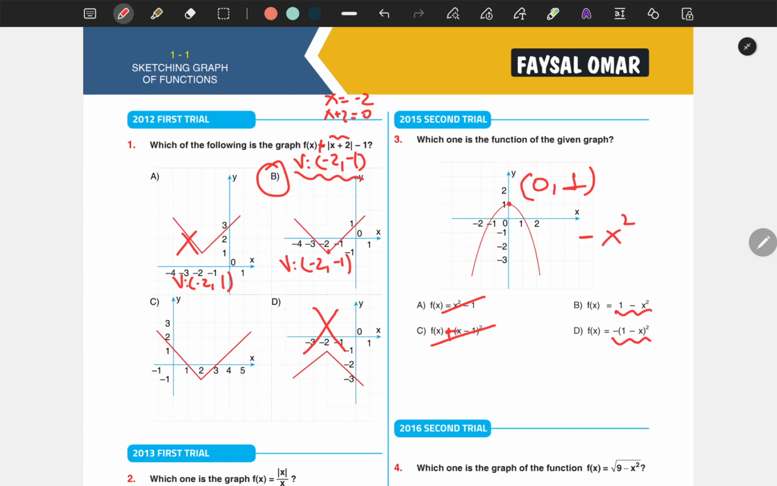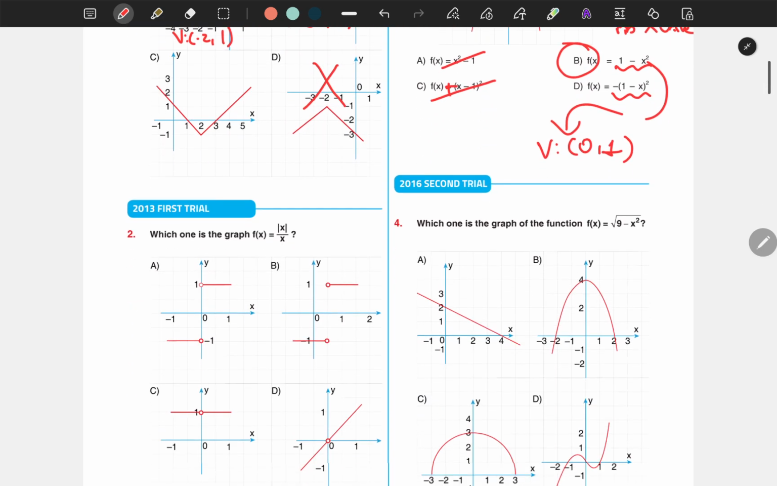It means the option we don't have parentheses in is my answer. Why? Because if an option has no parentheses, it means there is no x shift. When you look at here, we don't have parentheses, isn't it? So B is the correct option. Why? Because my vertex x is 0, y is 1. Yes. Let's get started with the next question.